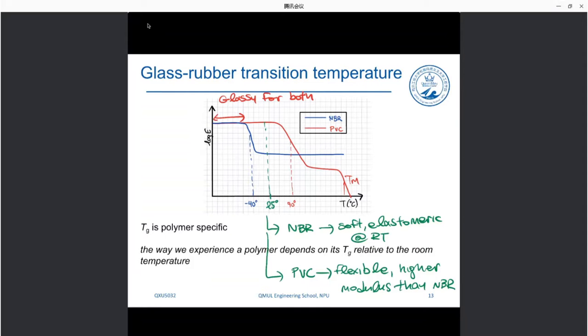Okay, so that's why I mentioned that the way we experience a polymer, the way we understand the properties of a polymer in our real life, depends on its glass transition temperature in relation to the room temperature. Okay?